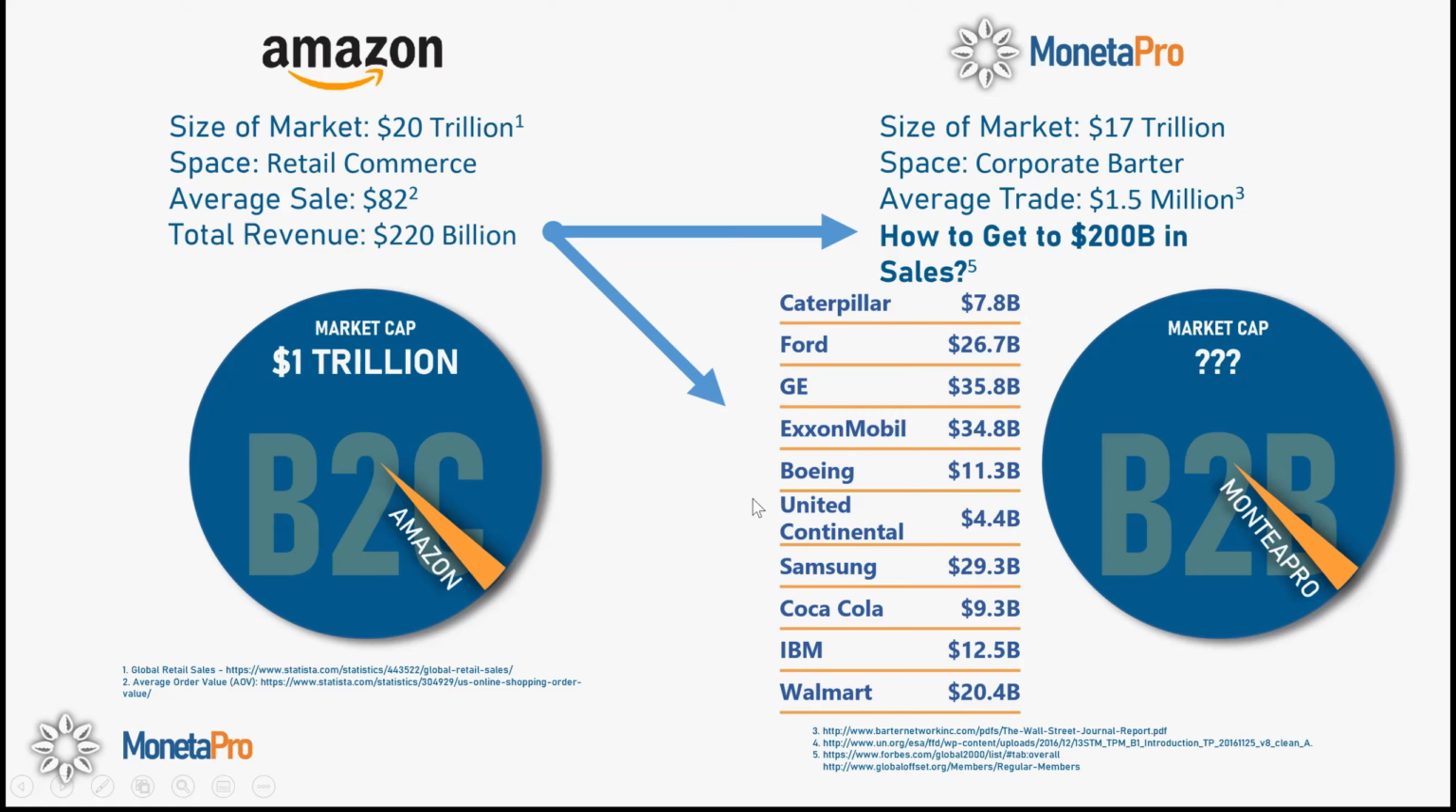Average transaction in this market's 1.5 million, and we've targeted some companies that if we get them, could get to 200 billion in top sales pretty easy, much quicker than Amazon, obviously, because it's B2B transactions we're trying to bring on. So when we say we could be bigger than Amazon, again, not competitive, but in terms of market size and scope, we think it's a good and interesting story.